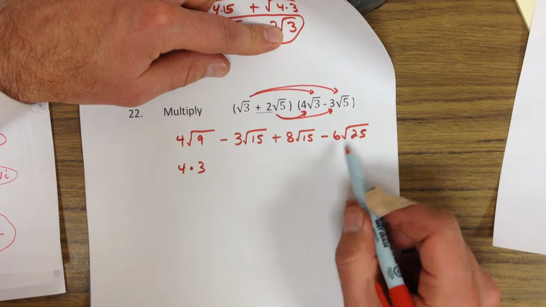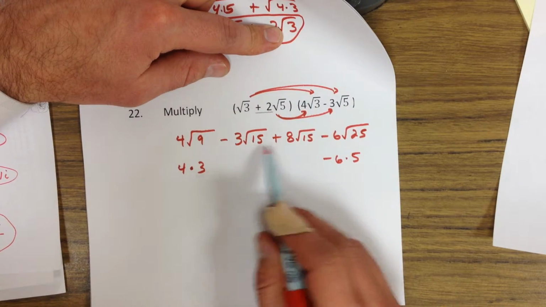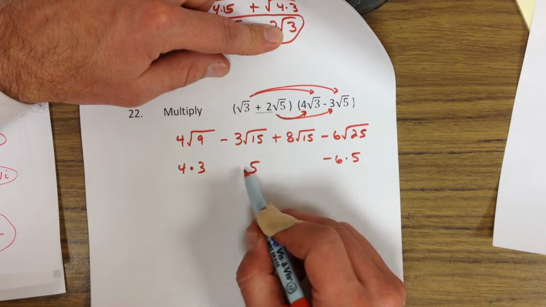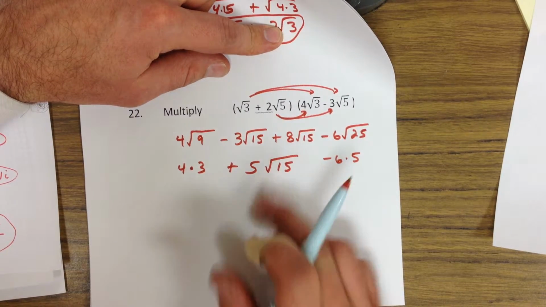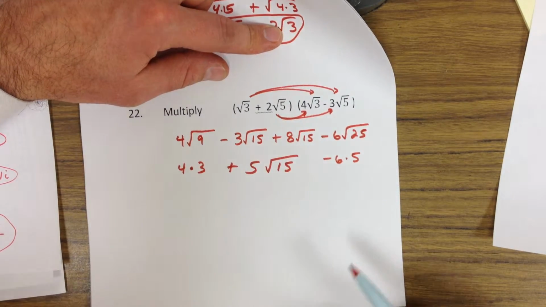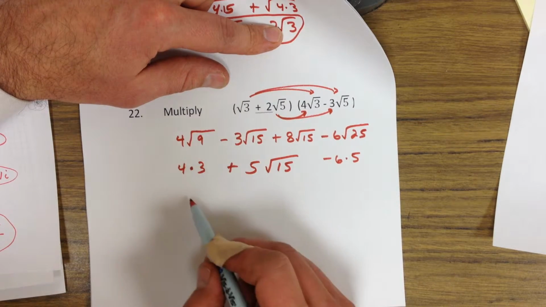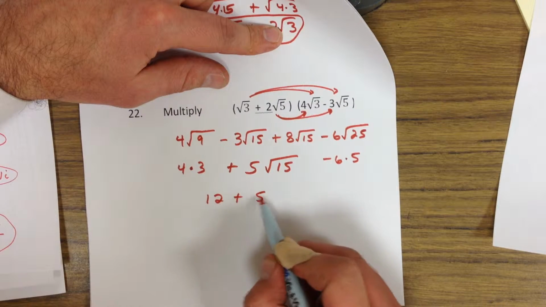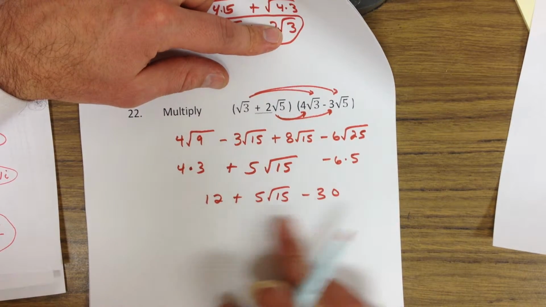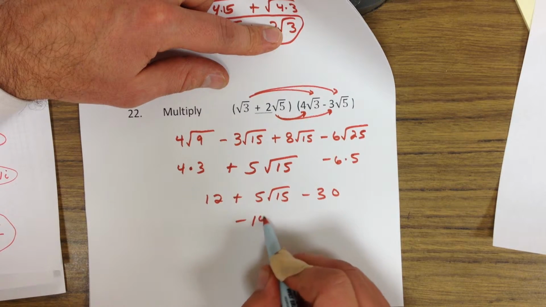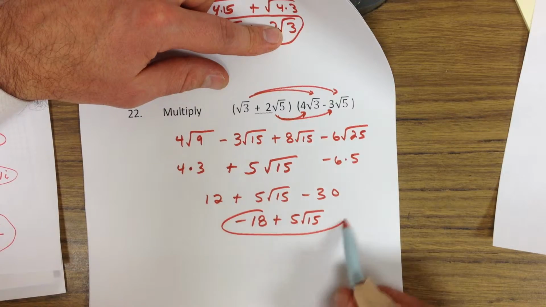Again, radical 25 is 5. And these two together, these are both rad 15s, so that's positive 5 rad 15, because negative 3 plus 8 is positive 5. So it looks like I have 12. I could have put these two together, I guess. 12 and negative 30 gives me negative 18 plus 5 rad 15.